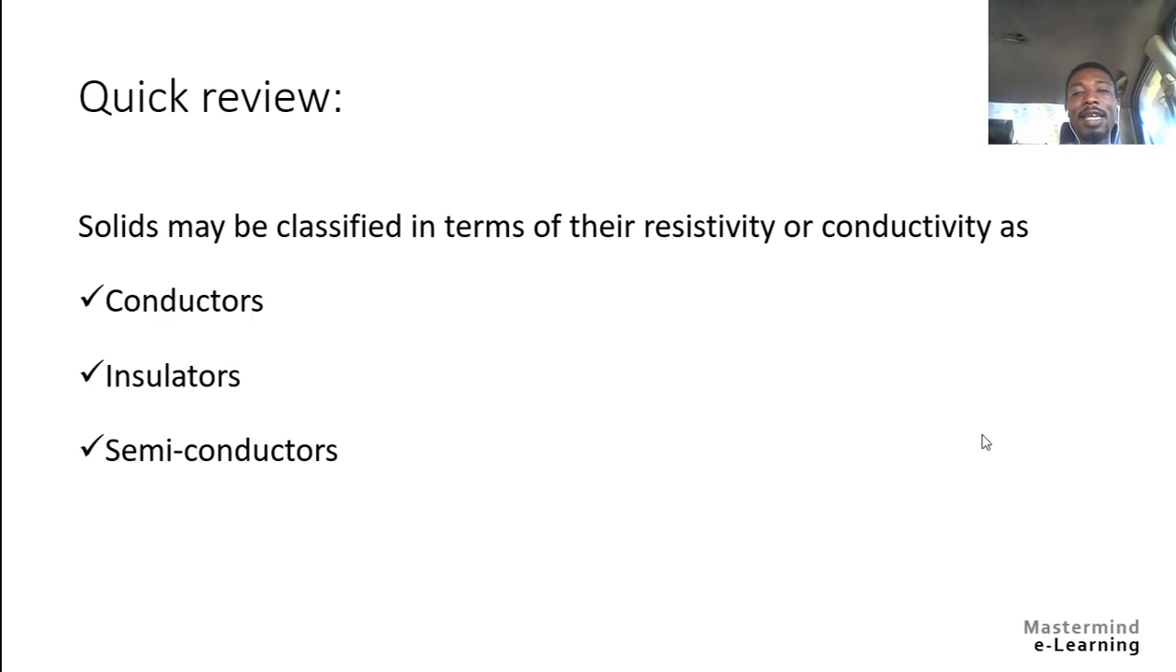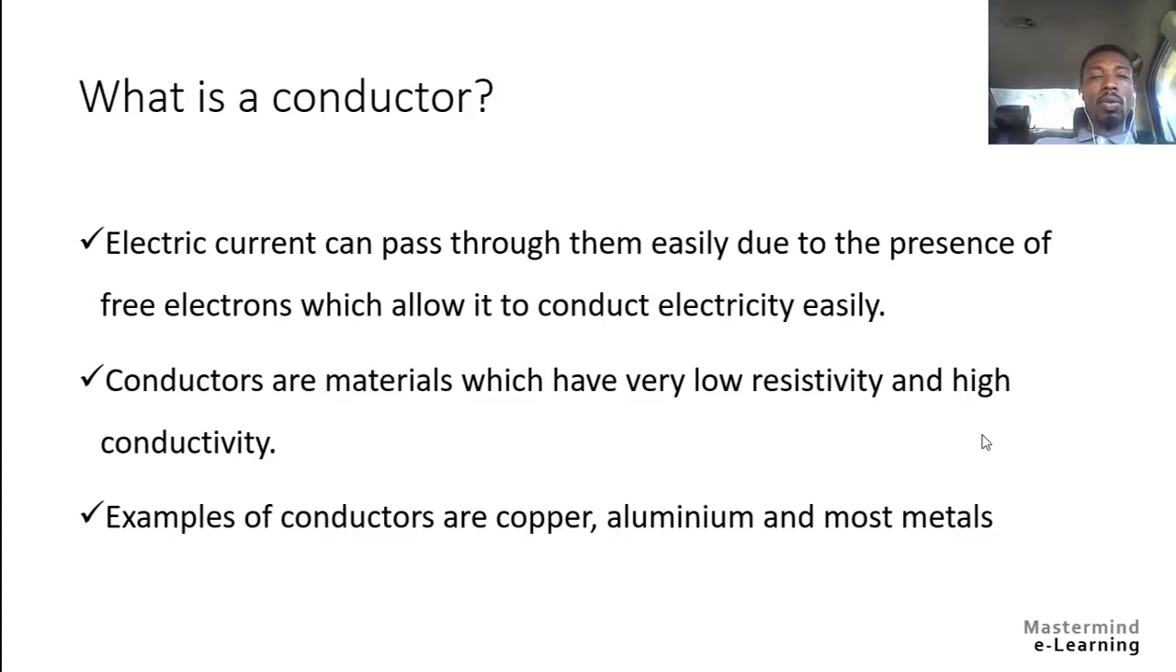Solids may be classified in terms of their resistivity or conductivity as conductors, insulators, and semiconductors. What is a conductor? These allow electric current to flow through them easily, and this is due to the presence of free electrons. Now, conductors are materials which have very low resistivity and high conductivity. Examples of conductors are copper, aluminium, and most metals.